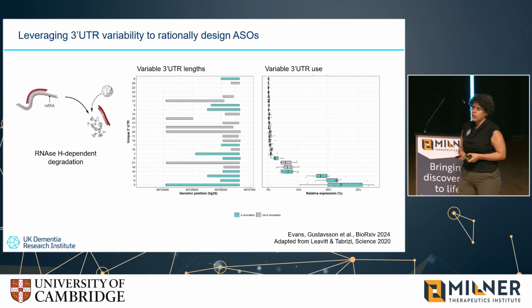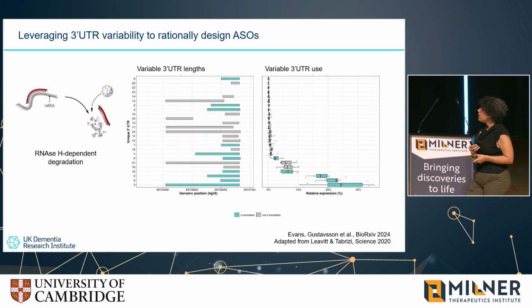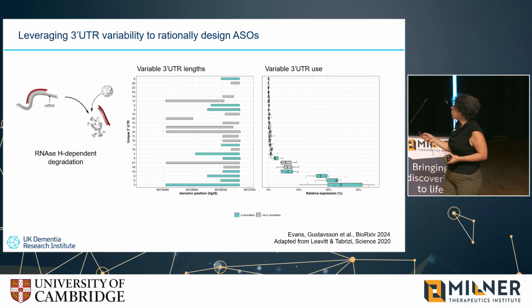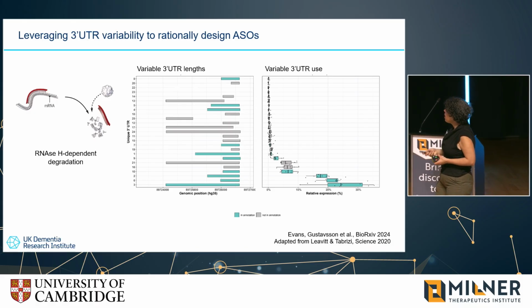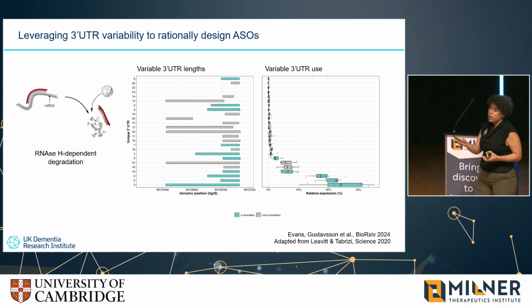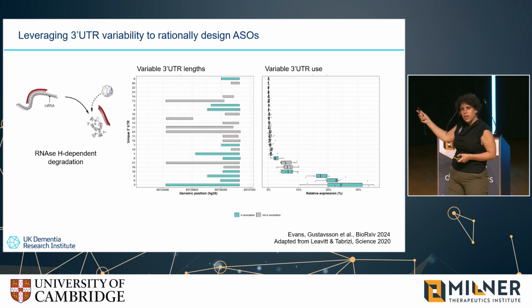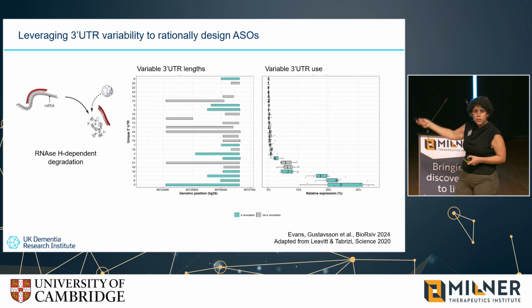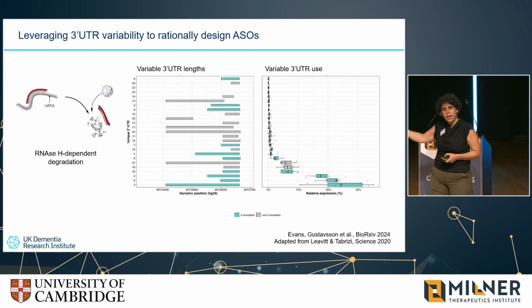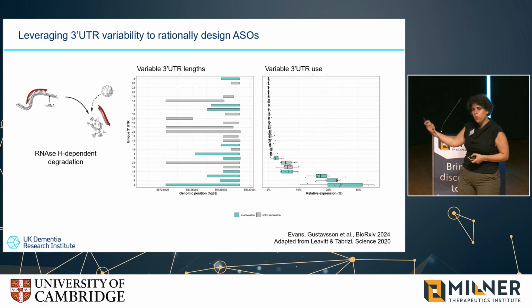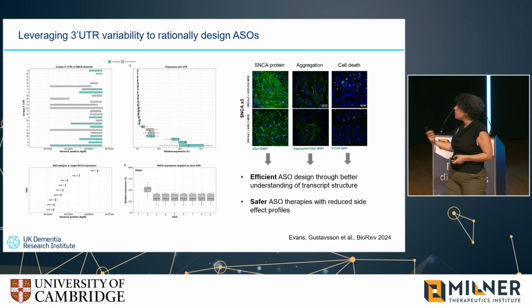But let's also have a look at leveraging 3' UTR variability to design ASOs. What we're showing in this first plot is variable 3' UTR lengths. Some of those UTRs have very different lengths than others, as you can see here. This is literally just plotting UTRs that we detected for synuclein. Those different UTRs are attached to transcripts which have a different relative expression or use. So this is pretty important data if you want to design an ASO.